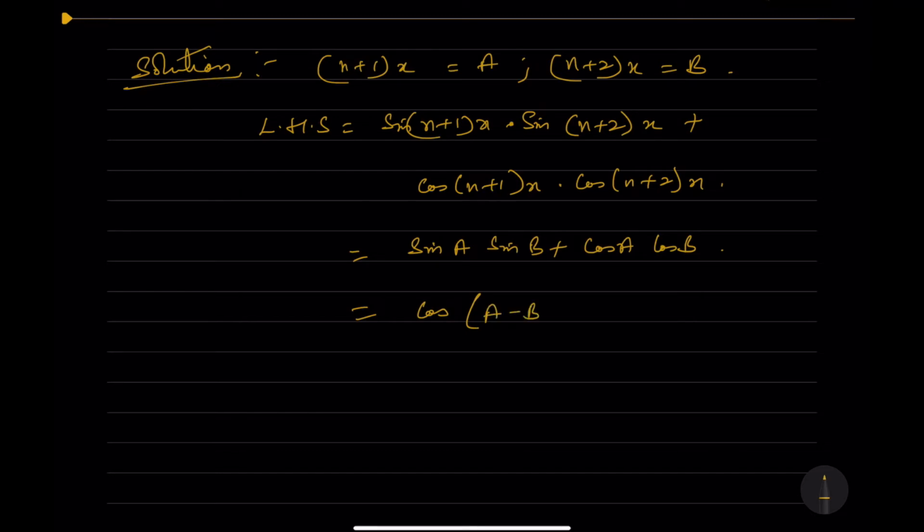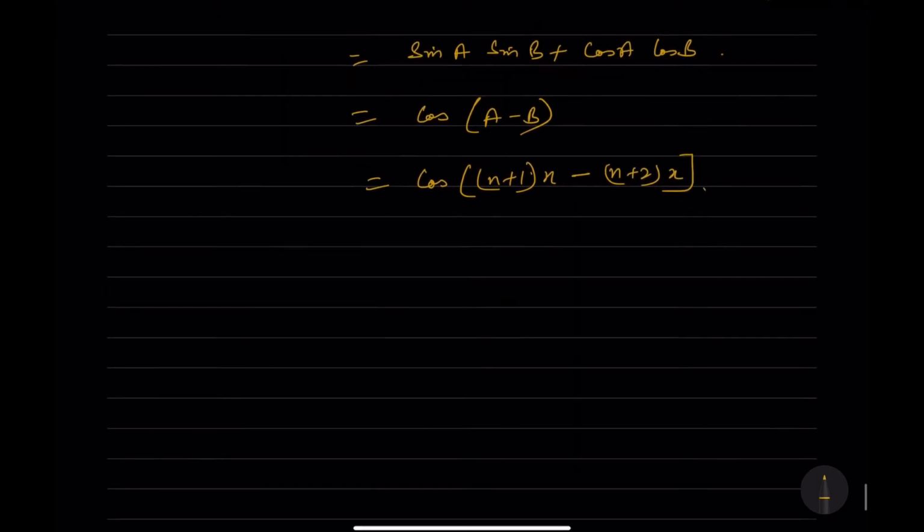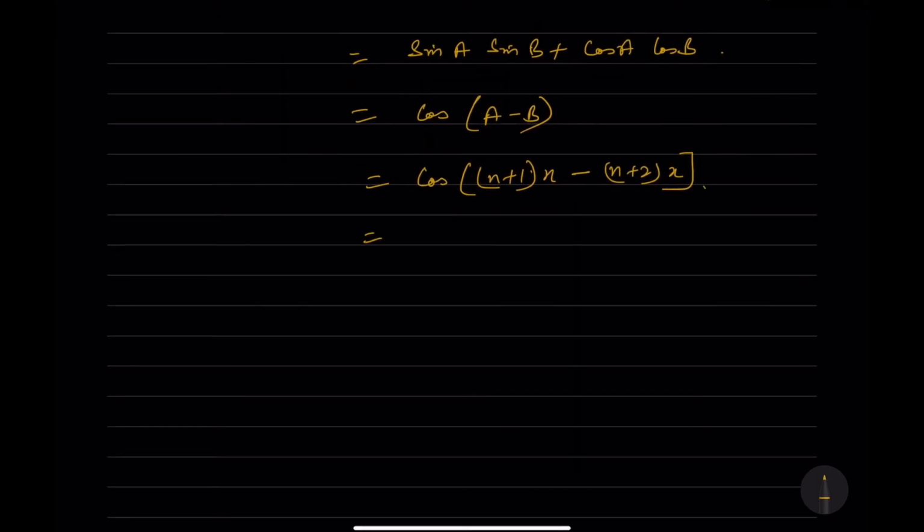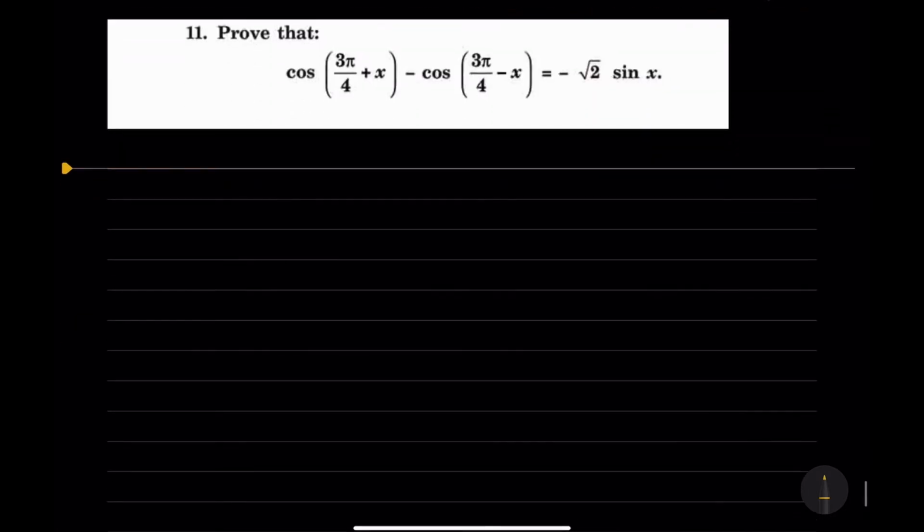So therefore you will be getting it as cos of a minus b. So therefore cos of (n plus 1) into x minus (n plus 2) into x, because a is nothing but (n plus 1) into x and b is (n plus 2) into x. So therefore cos of nx plus x minus nx minus 2x. So you are getting nx and nx cancel, and x minus 2x is cos of minus x, and cos of minus x is nothing but equal to cos x itself. From the formulas we have this, therefore that is equal to RHS.